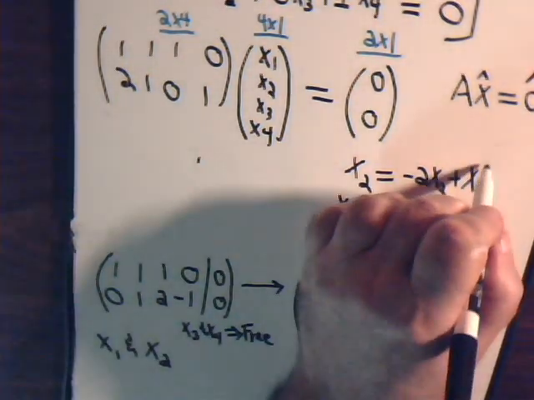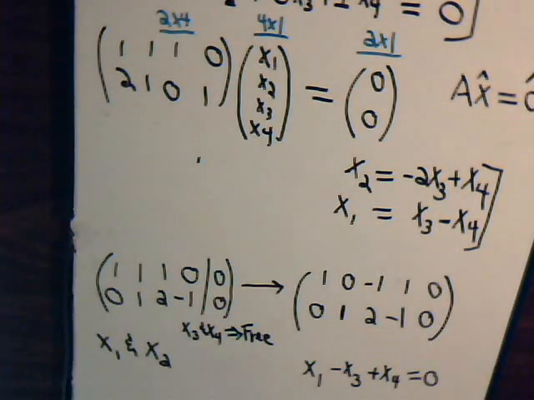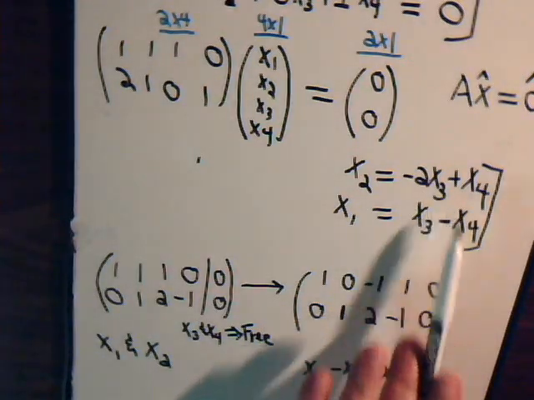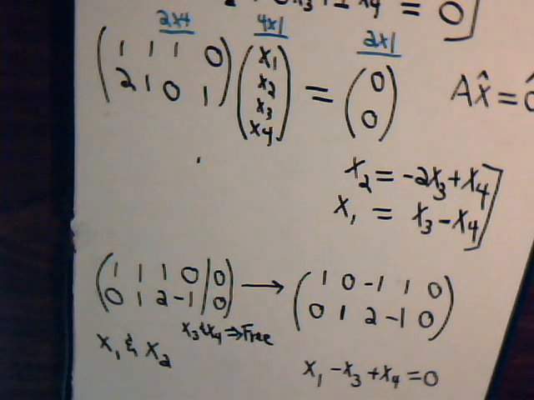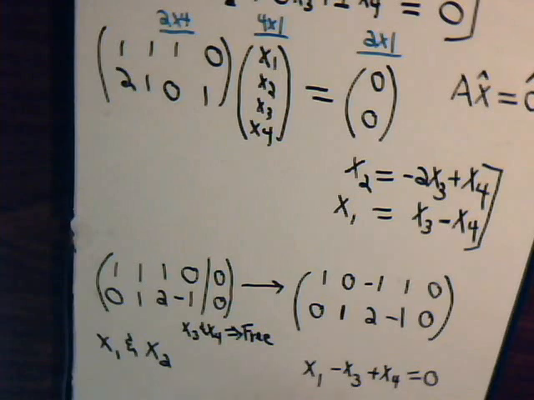Okay, and this is really all we can say: we can have an infinite number of solutions because the free variables are free. They can assume any value. So depending upon what values we choose for x3 and x4, that's going to determine what x1 and x2 are. So we can kind of write it like this.